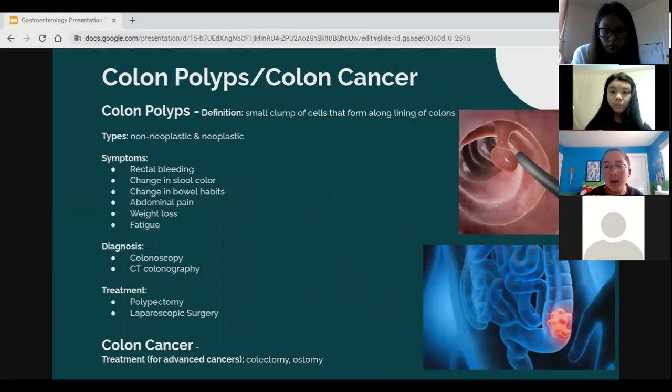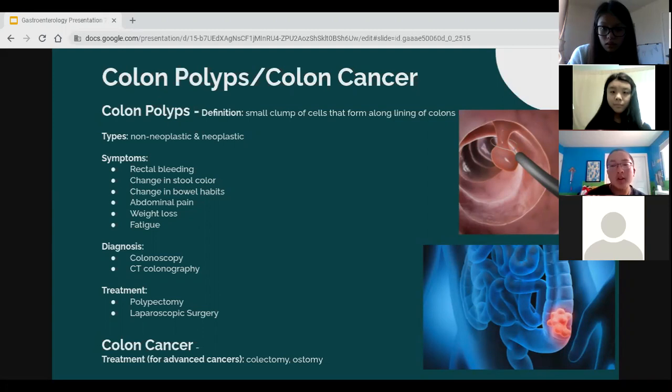We'll now go over colon polyps and colon cancers. Colon polyps are a small clump of cells that form along the lining of your colon. Most polyps start as benign, which means they aren't cancerous. However, some polyps can develop into colon cancer.